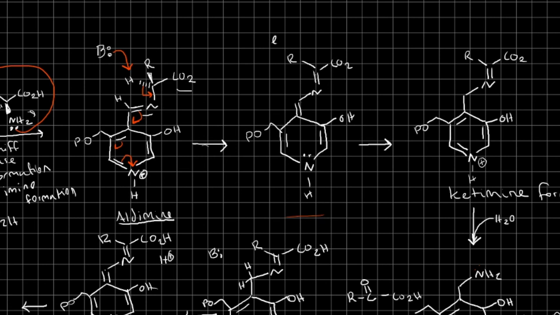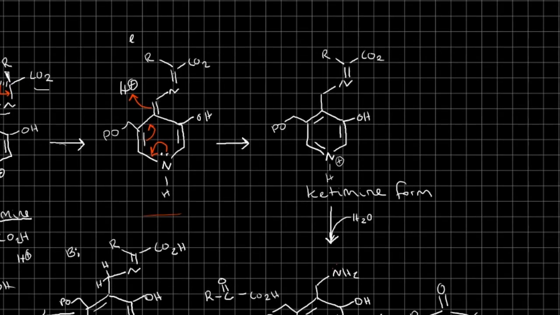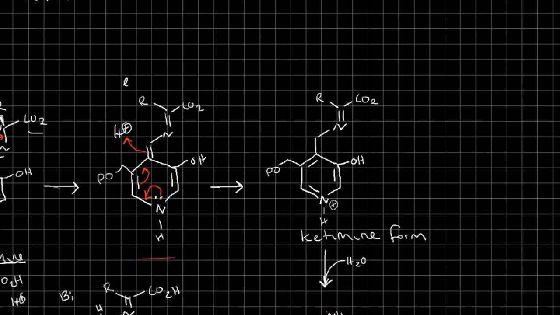So let's go ahead. This is going to come off. It's going to grab a proton. And then you'll have the ketimine. The ketimine is called a ketimine because, if you can imagine, you have a ketone, all right, and then in this case you have the nitrogen equivalent of that.